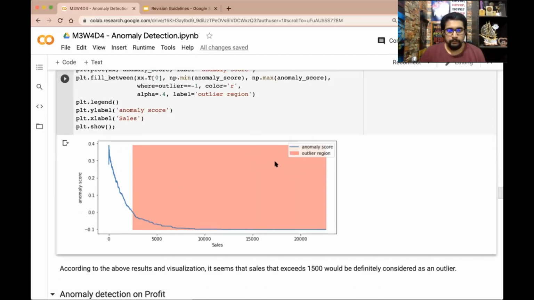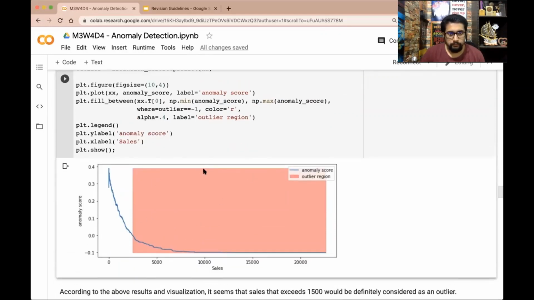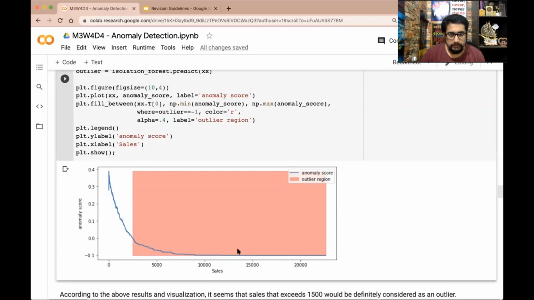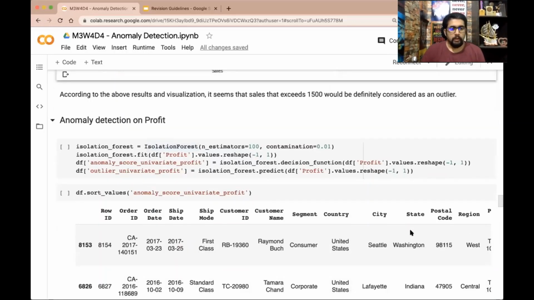So you can see the decision boundary. This is what the anomalies are based on this algorithm. It has detected these observations greater than 2500 as anomalous ones. We can do a similar exercise on profit as well.